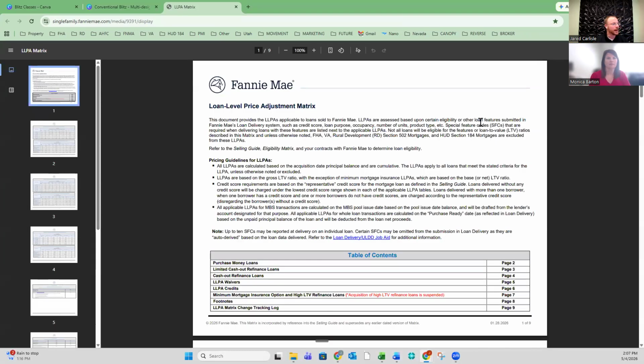So I was actually reading through it a little bit earlier, and I think it just says it perfectly. LLPAs are assessed based on certain eligibility or other loan features submitted in Fannie Mae's loan delivery system, such as credit score, loan purpose, occupancy, number of units, product type. So essentially Fannie Mae is structuring different fees, let's just call them fees instead of adjustments, where they're going to increase the fee based on certain characteristics of that loan.